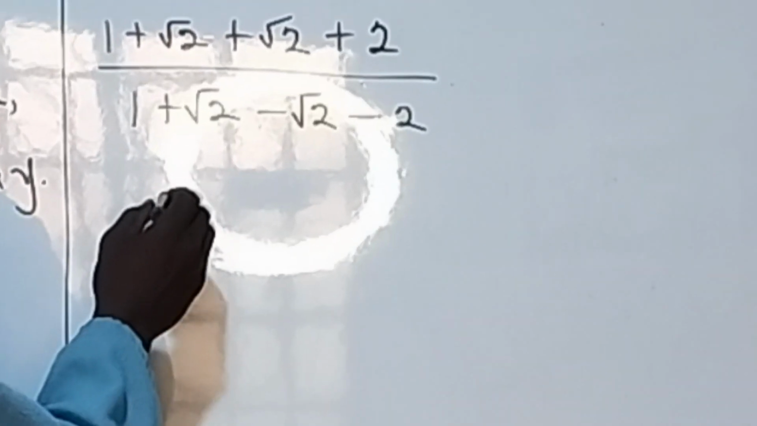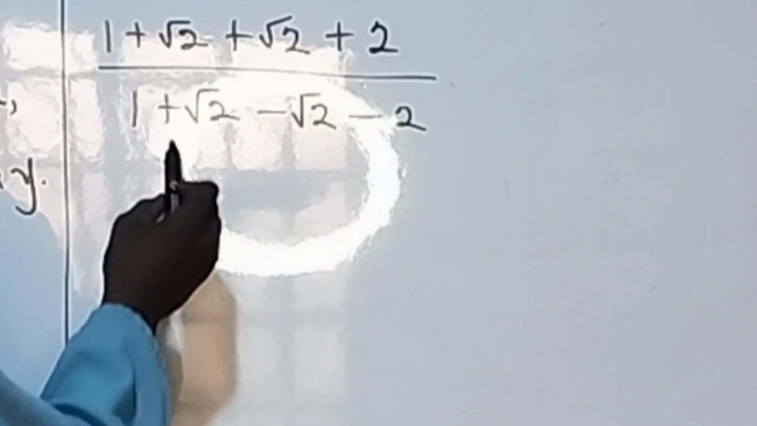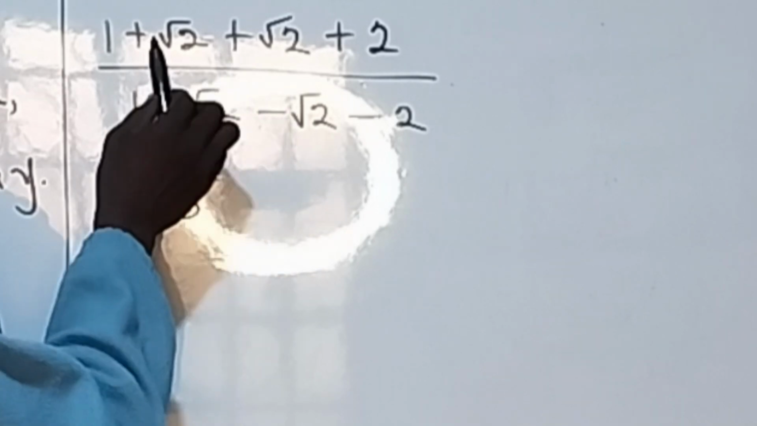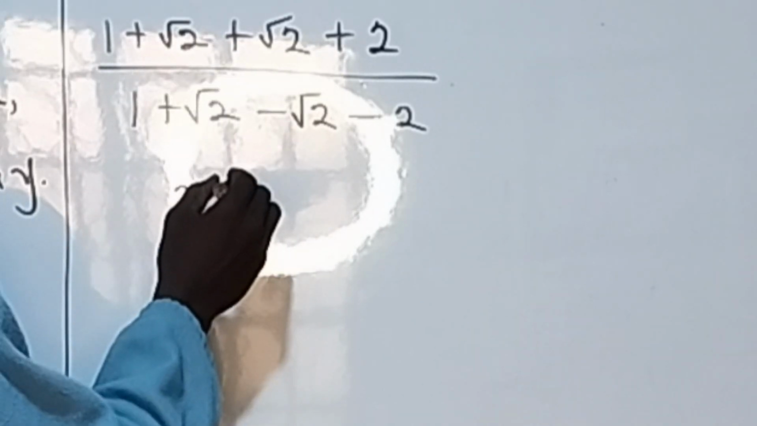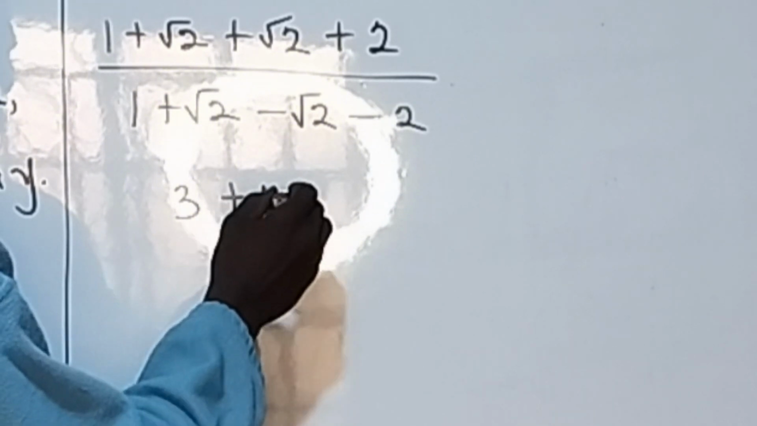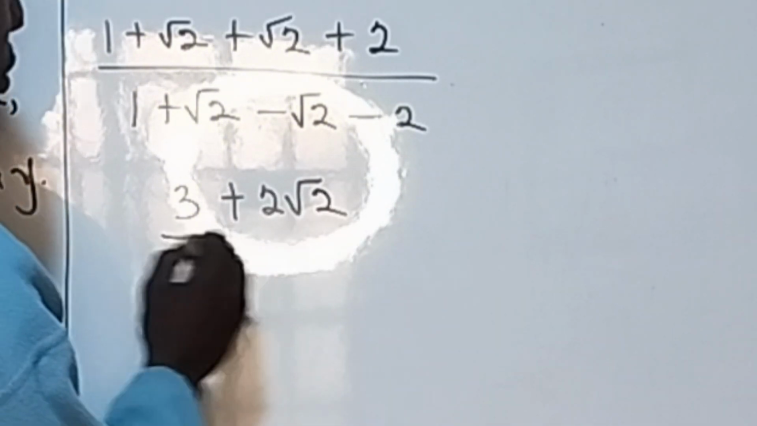Now, we have 1 plus 2, which is 3. And we have root 2 plus root 2, that is 1 root 2 plus 1 root 2, that is 1 plus 1. So that will be what? Plus 2 root 2 over.